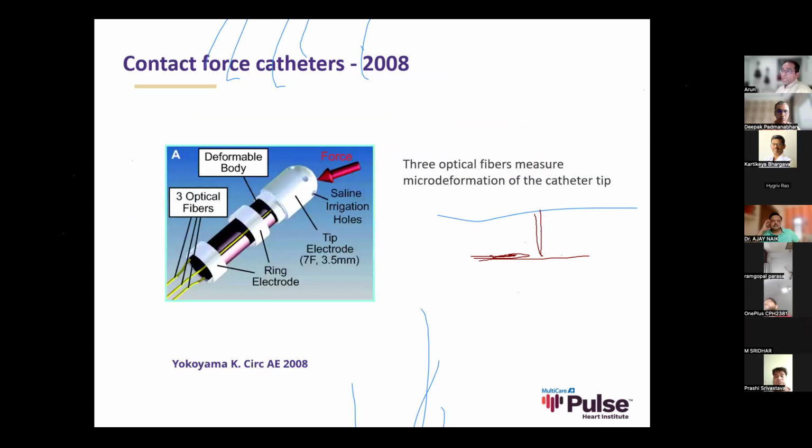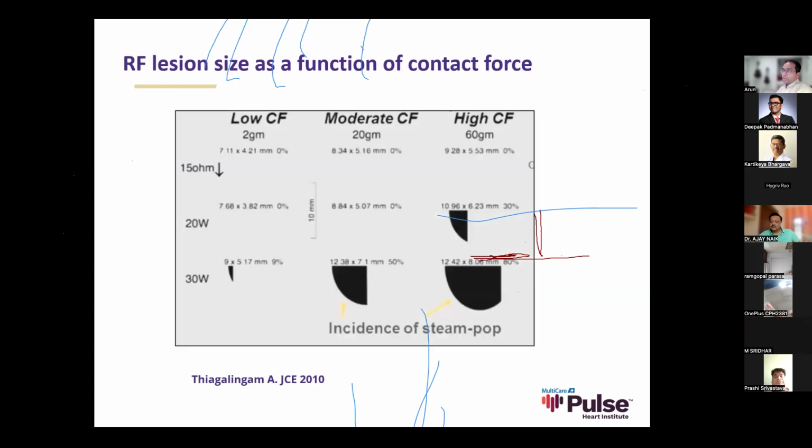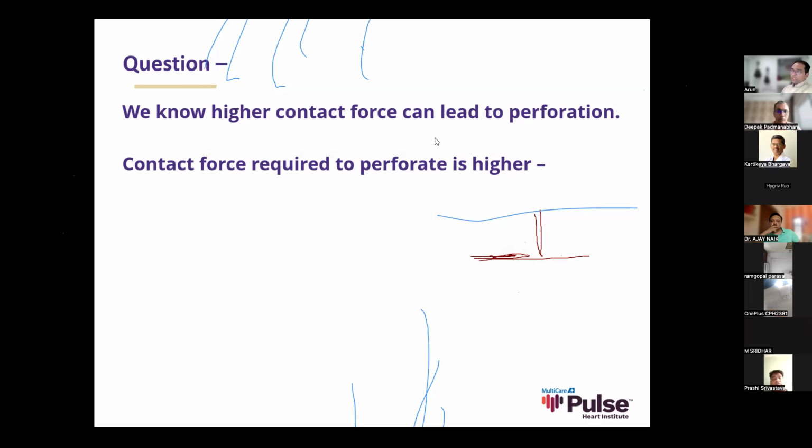So how do we actually measure contact force? Contact force catheters were developed in 2008. You basically have 3 optical fibers which measure the micro deformation at the catheter tip, and based on that, it will tell you how much contact force you have at the tip interface. With lower contact force and the same wattage, your lesion is very, very small, and with higher and higher contact force, the lesion is much bigger. With extremely high contact forces, you can risk a steam pop. Higher contact force can lead to steam pop.